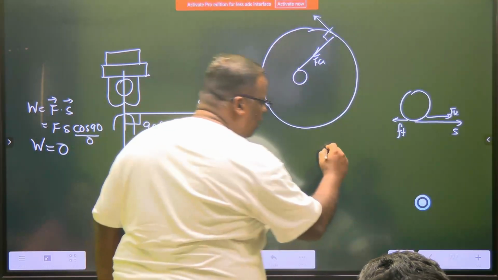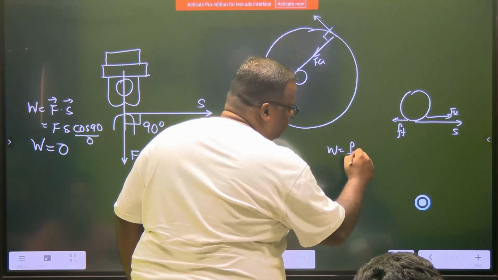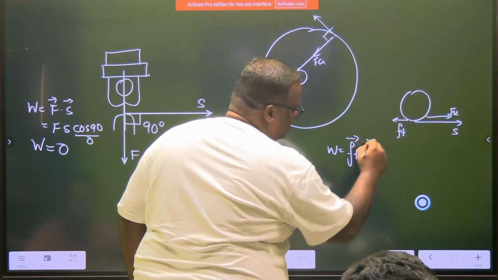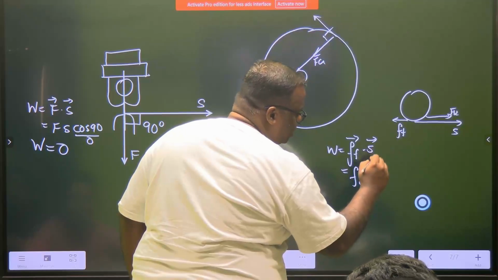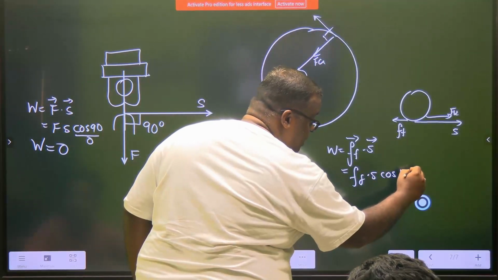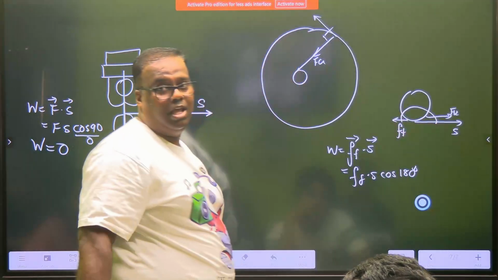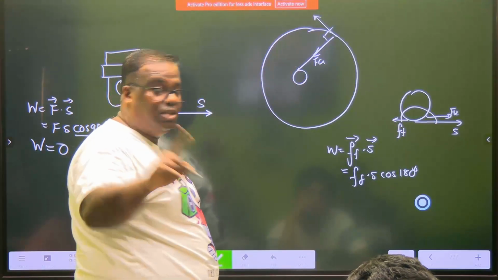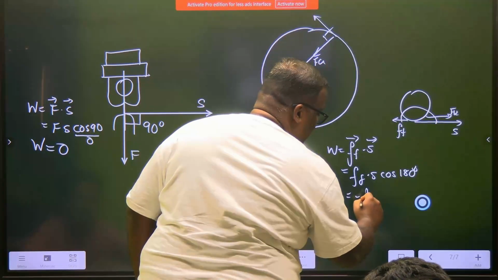Work done by the friction force. You will go by the formula. Work is equal to friction force dot S. So it will be friction force into S into cos of 180 degree. And cos 180 degrees value is -1. So this will be negative Fs.